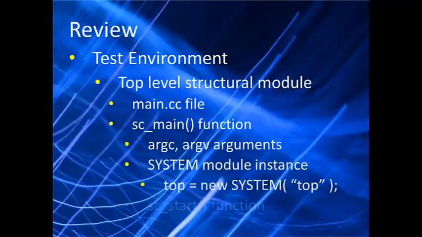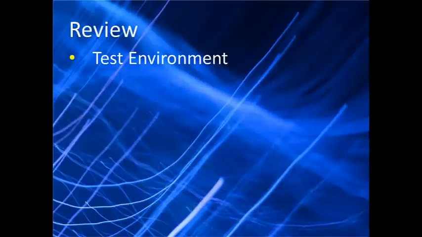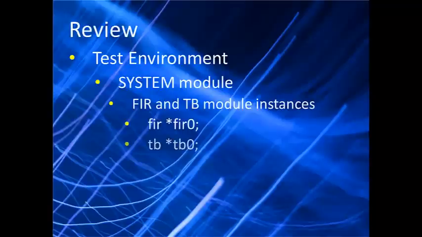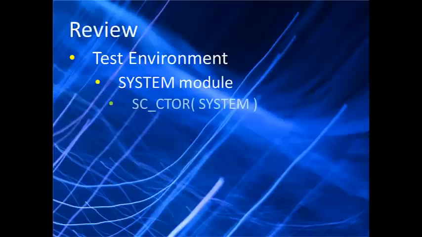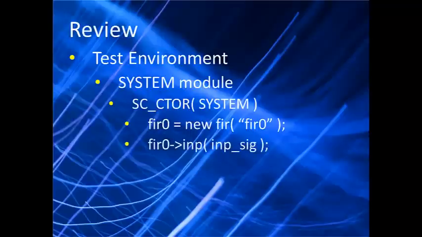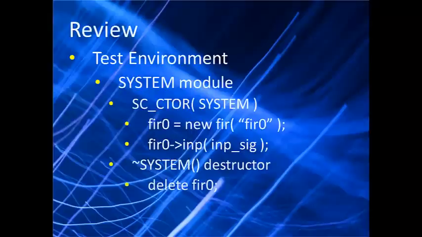We also learned about the sc_start function, which is what actually starts a SystemC simulation. Inside the system module, we saw how to instantiate our FIR design module alongside a test bench and connect them to SC signals and a parameterized clock signal using sc_clock. We also saw how to use the system module constructor to allocate memory for the FIR and test bench module pointers using the new operator and connect them to signals. And we learned how to use a system destructor to remove the modules and free up memory.